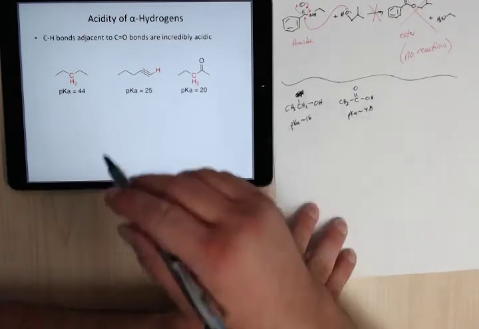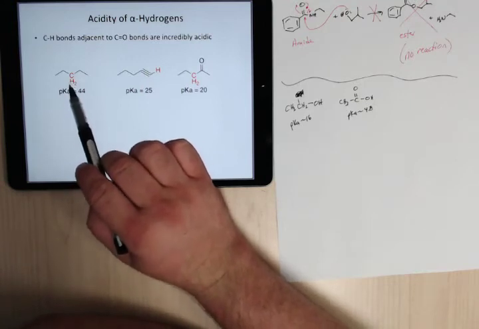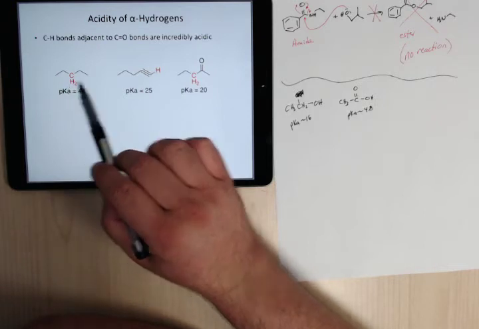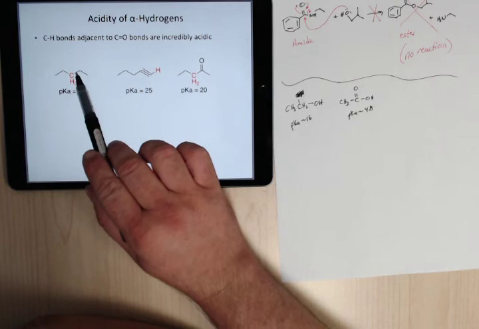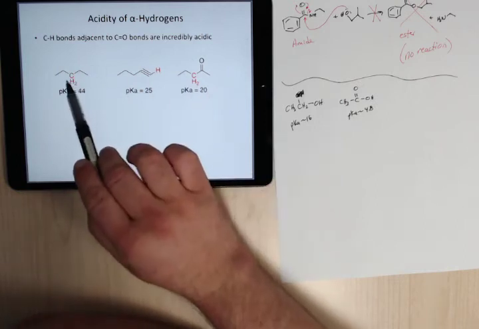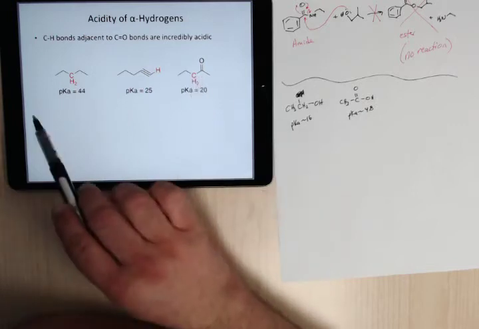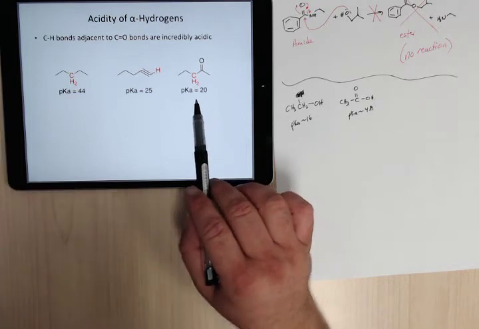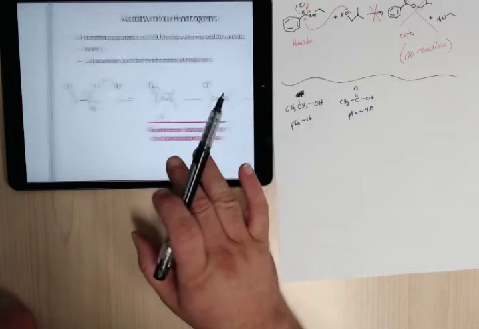Same thing happens with this. If you have just a regular alkane, the pKa is going to be roughly 44. If it's off of an alkyne, it's 25, not too bad. But just popping a C double bond O here changes the acidity of this CH bond by about 24 orders of magnitude. So it makes it incredibly acidic for a CH bond.